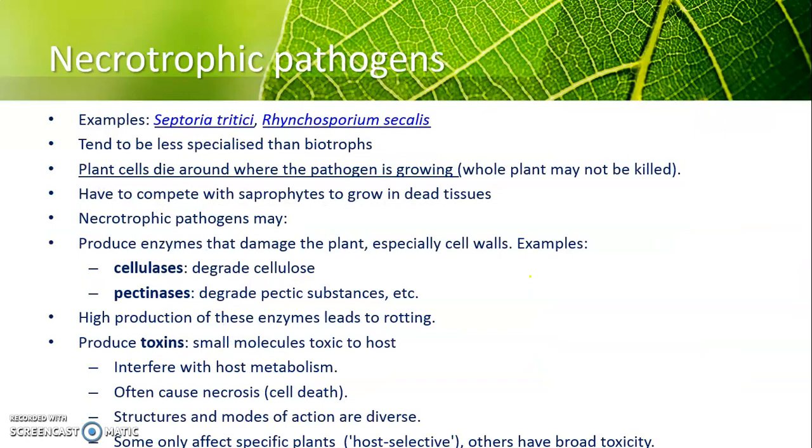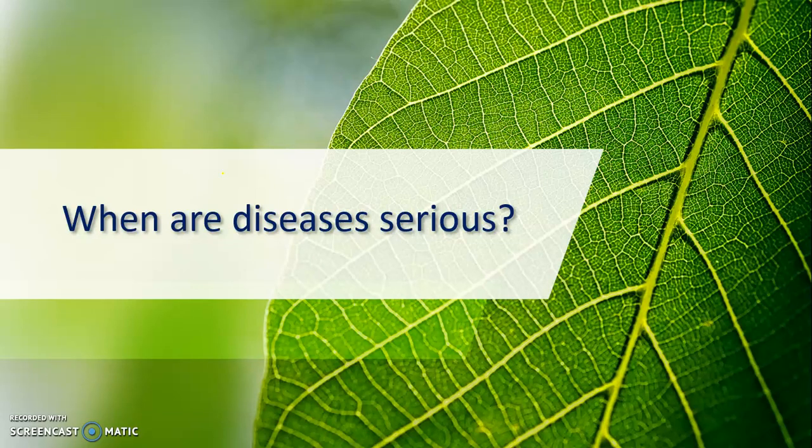Okay, so necrotrophic pathogens is when the plant cells die around where the pathogen is growing. So remember, necrotrophic pathogens is where the pathogen will kill the plant, but not necessarily the whole plant, but it will kill the cells around the entrance of the pathogen.